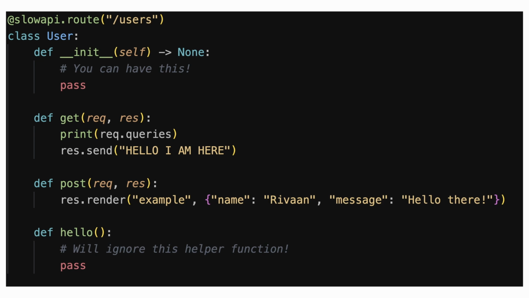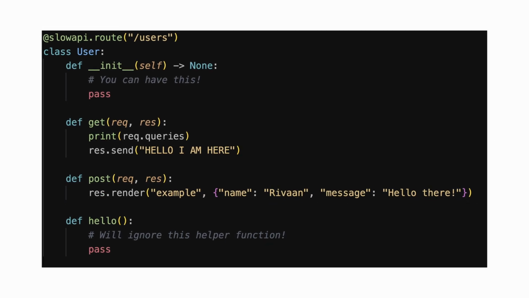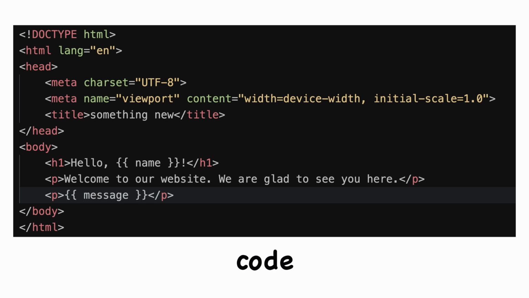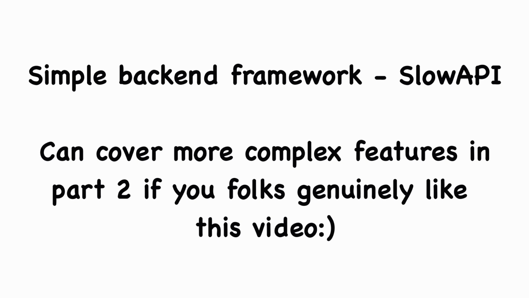We will then explore class-based routing, which helps organize engineers' code by grouping related routes together in classes. Finally, we will integrate a template engine, enabling your backend framework to render dynamic HTML pages. By the end of this video, you will have a basic backend framework whose features can be extended very easily.